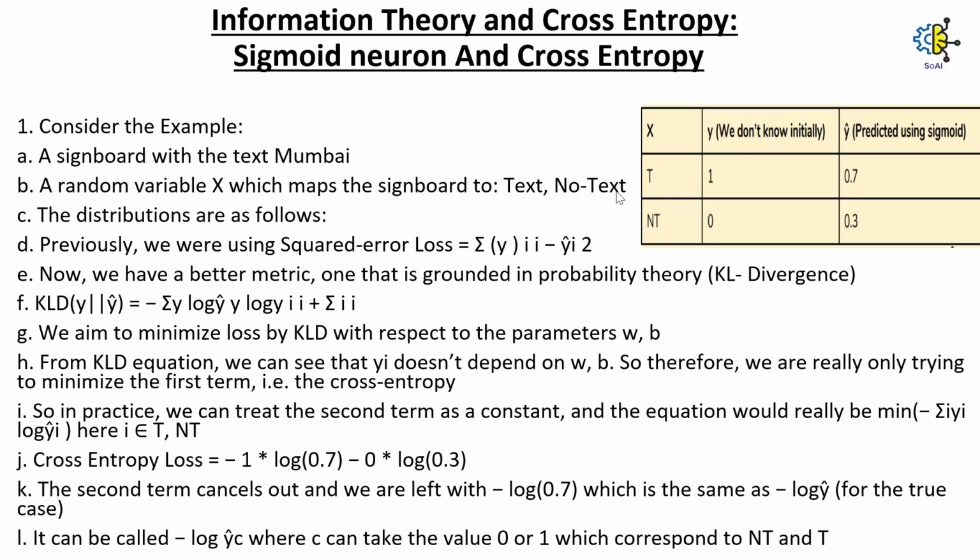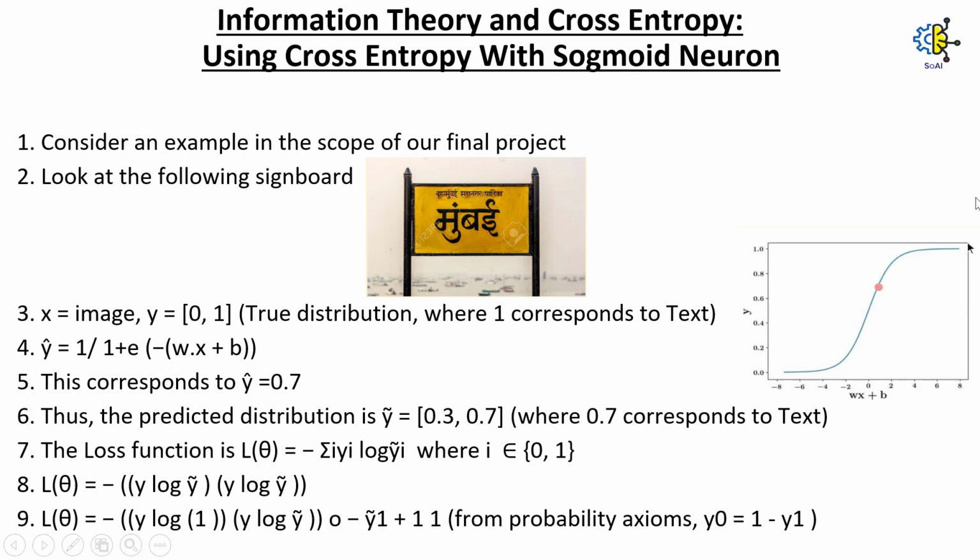Cross entropy loss is equal to minus 1 multiplied with log of 0.7 minus 0 multiplied with log of 0.3. The second term cancels out and we are left with minus log 0.7, which is the same as minus log y cap for the true case. It can be written as negative of log y cap c, where c can take the value 0 or 1. Now, using cross entropy with a sigmoid neuron, consider an example in the scope of our final project.